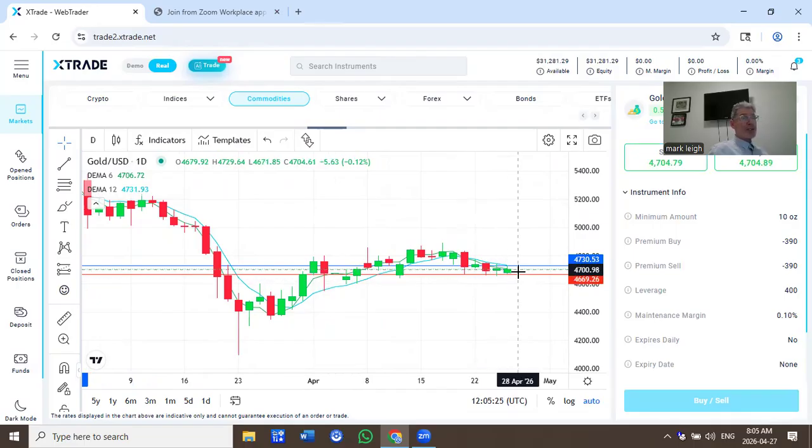Buyers will look up at resistance 4,730. Sellers will look down below this 4,700, and I've got support at 4,669, and it's a strong support level. You can see it's been tested since the middle of the month. Unsuccessfully, sellers have been unable to break below this or maintain below this 4,700, and buyers have guarded this area.